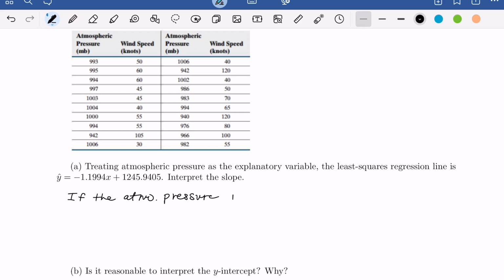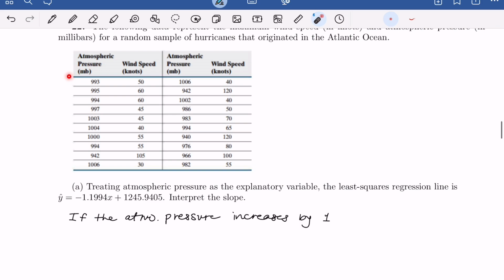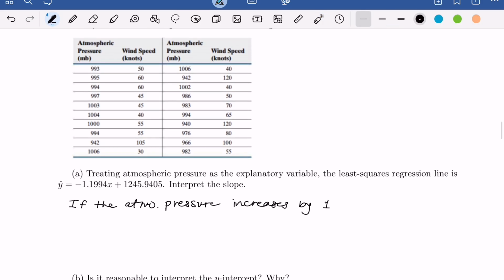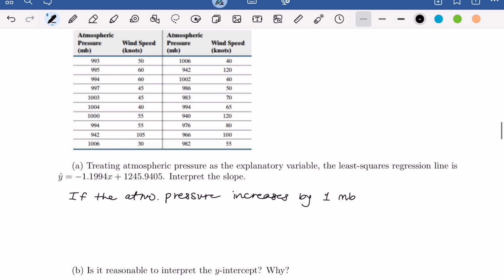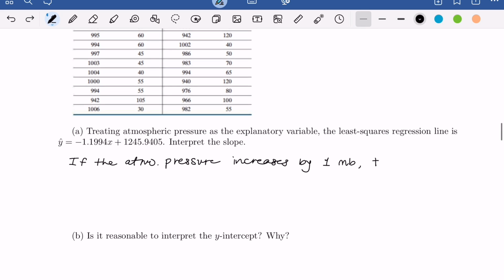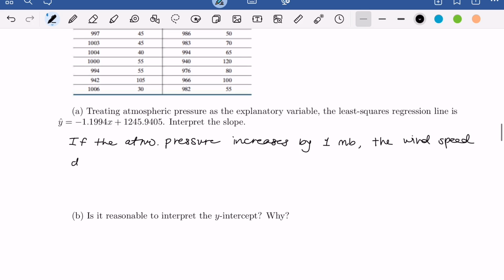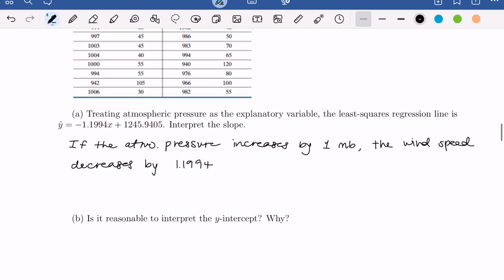If the atmospheric pressure increases by 1 unit, and in this case that unit is millibars (MB), the response variable, the wind speed, is decreasing by this slope here. In this case, our units for the wind speed are knots. And we're going to say on average, since remember, this is our least squares regression line, so this is just the best fit for this data.